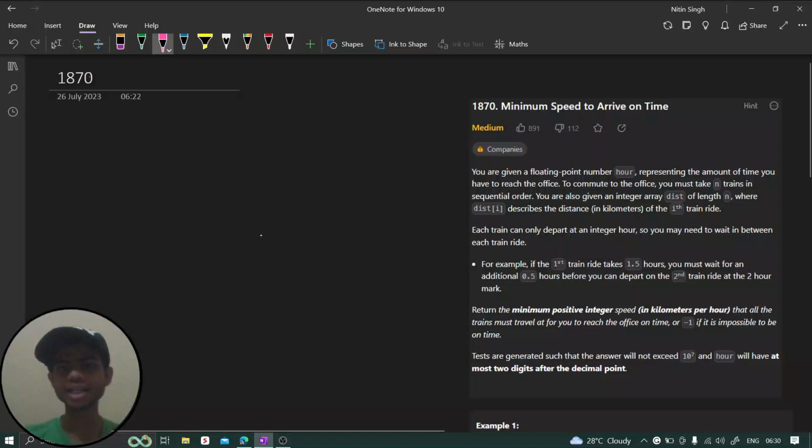Hi everyone. In today's challenge, we are going to solve this problem. The problem name is Minimum Speed to Arrive on Time, and the problem number is 1870.